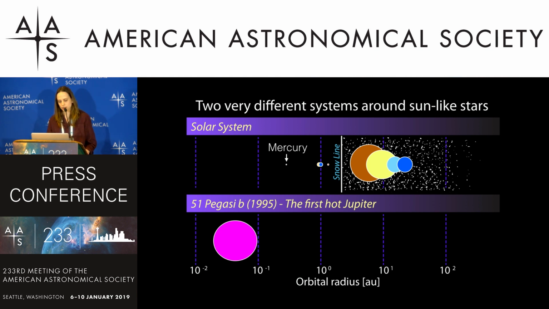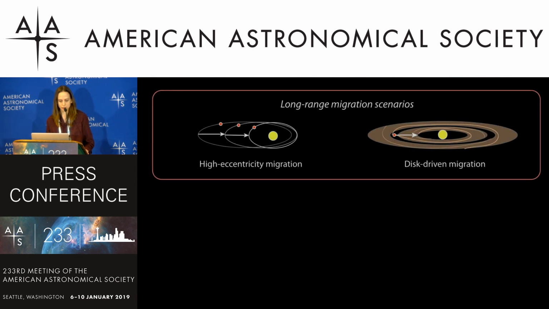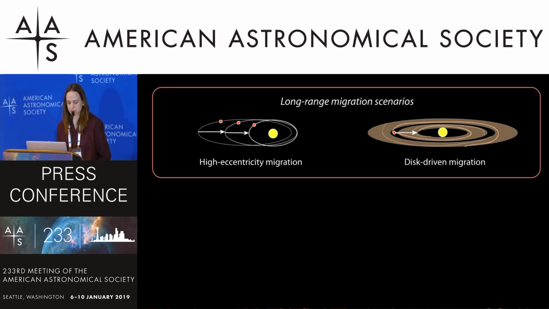And so in response to this discovery, there were a lot of scenarios put forth as potential ways that hot Jupiters could actually start out by forming several AU distances from their stars, similar to our own giant planets, and then migrate all the way in.